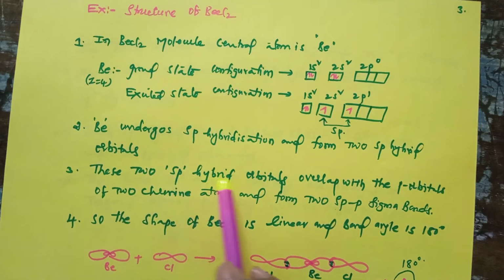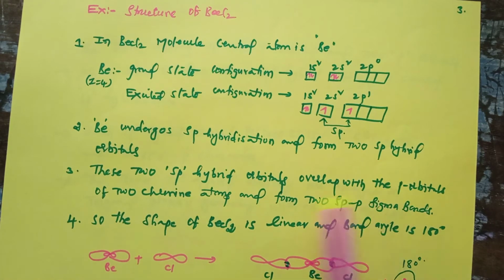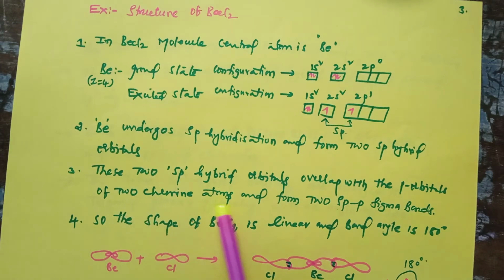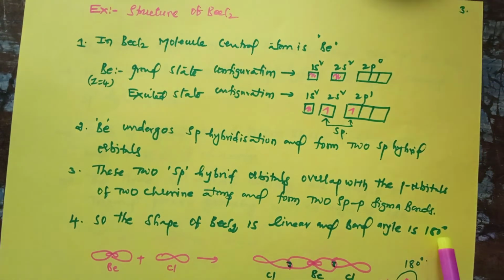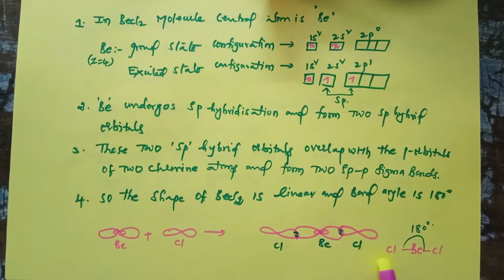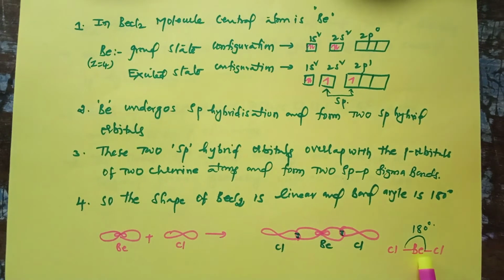These two sp hybrid orbitals overlap with the p orbitals of two chlorine atoms and form two sp-p sigma bonds. So the shape of BeCl2 is linear and the bond angle is 180 degrees. This is the structure of BeCl2.